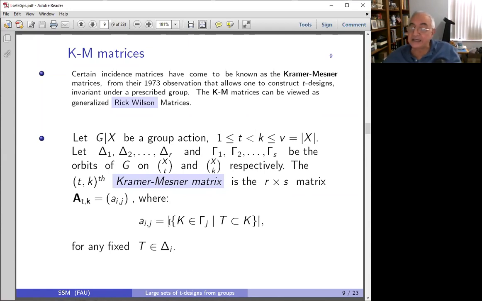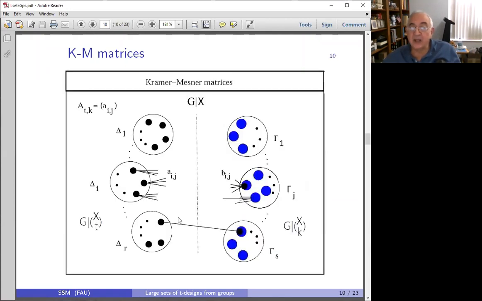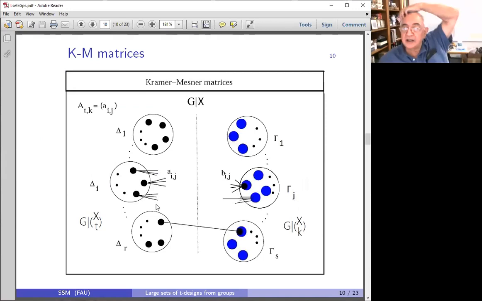Aij is the number of K subsets in the orbit gamma J, such that T is contained in K for any particular fixed T in delta I. This is an invariant depending only on the orbits. You can choose another T, for example, in delta I, and it's easy to prove that you get the same parameter there. Okay, so a quick picture.